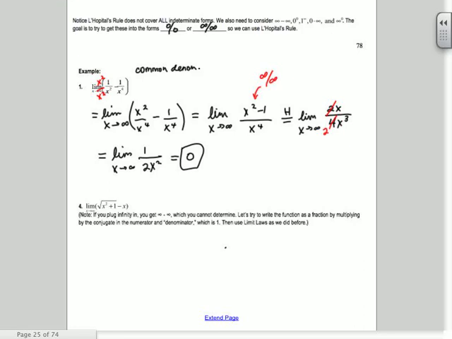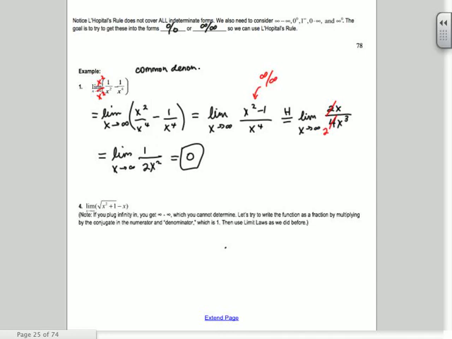All right, so number 4. I have the limit as x goes to infinity of the square root of x squared plus 1 minus x. Note, if you plug infinity in, and when I say that, I'm not really plugging infinity in, I'm taking the limit as x goes to infinity, you get infinity minus infinity, which you cannot determine. It's indeterminate. Let's try to write the function as a fraction.